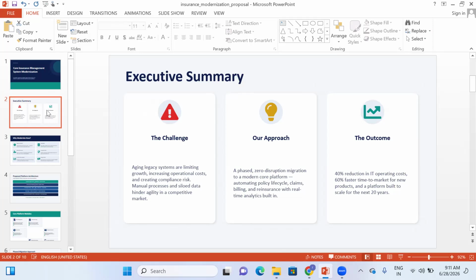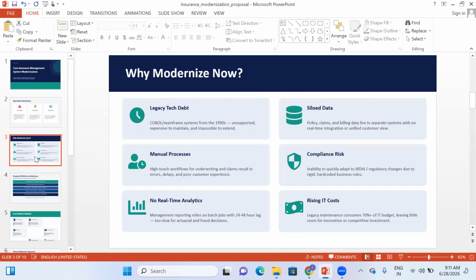One is the challenge one should understand. Second, the approach that we are about to develop. Along with that, what must be the outcome. So this is the executive summary. First, we have to develop that. That is point number one. Second, why modernization is required now. That detailing is needed because, as I told you, let's consider the legacy system is a mainframe system developed in COBOL, which may not be supportive.